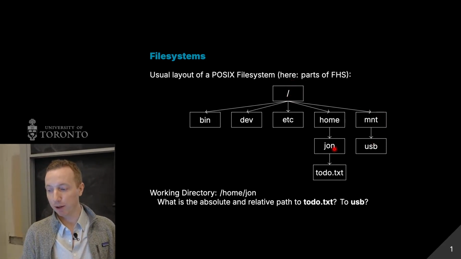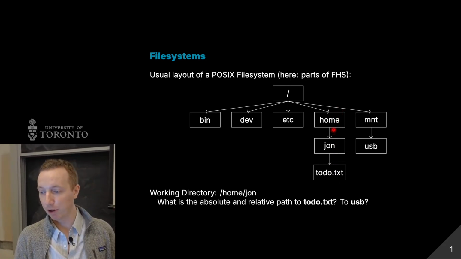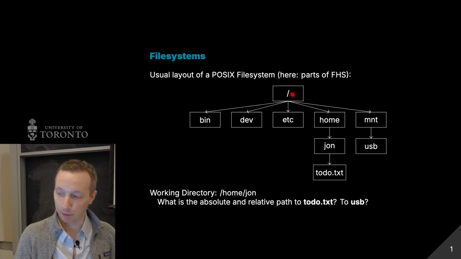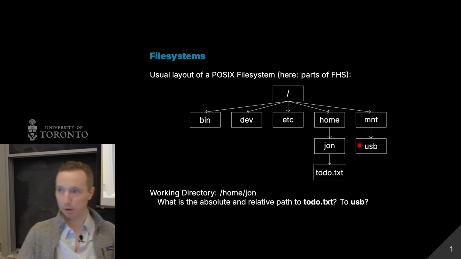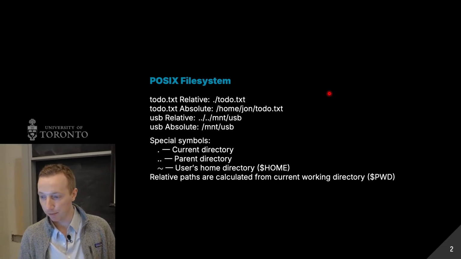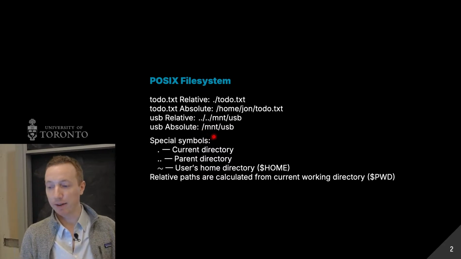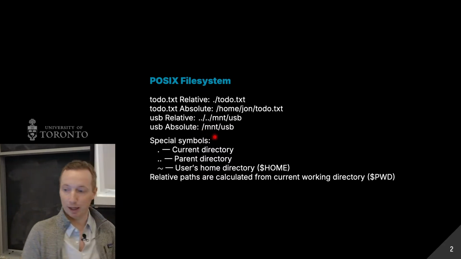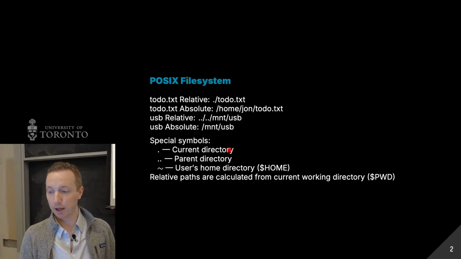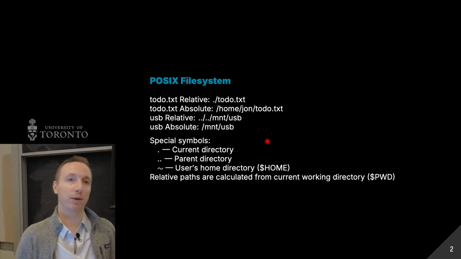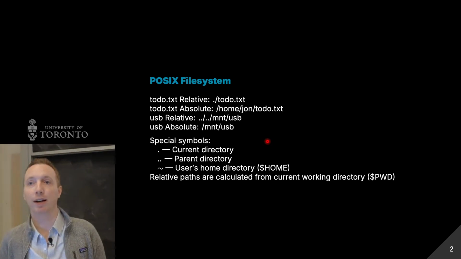/mnt/USB, or for the relative path, I could use the .. to go up to home, .. to go to the root, and then mnt/USB. Everyone's slightly familiar with that, right? So here's all the answers for that. And yes, there are special symbols, so these names actually exist in the directory. So dot is the current directory, and .. is the parent directory.